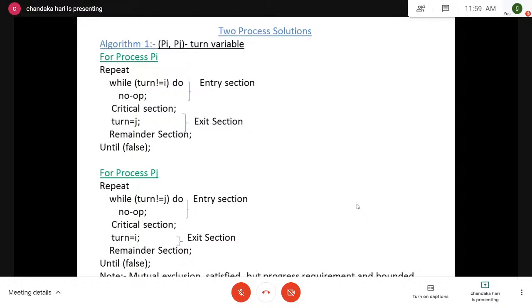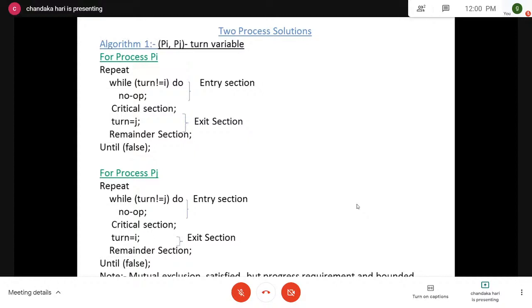So see that, if process Pi is in its critical section, then process Pj is not allowed. If process Pj is in its critical section, then process Pi is not allowed. In this algorithm, mutual exclusion is 100% satisfied. Number two, progress requirement and bounded waiting are not properly specified. What is the meaning of this? What is the progress requirement?